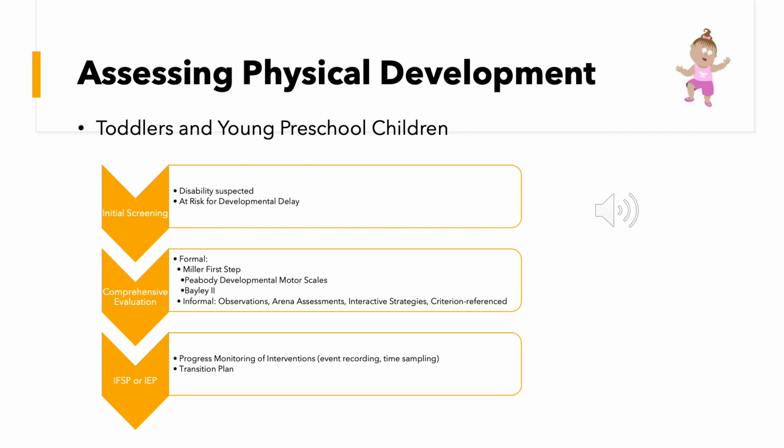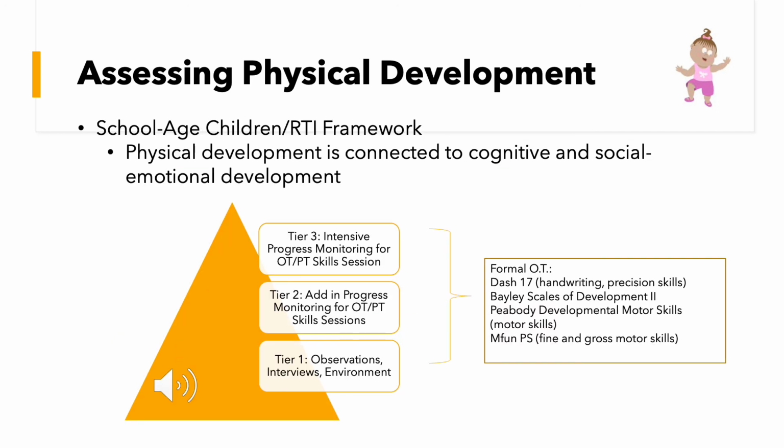Step 3, an IFSP or IEP is formed, and progress monitoring within those programs is done regularly due to the quick pace of growth and can include event recording and time sampling. For students who were not identified in early childhood or who may have more mild physical developmental issues, early identification and intervention is still crucial for their physical, cognitive, and social-emotional development and academic success. When a teacher or parent observes a student struggling physically in the classroom, be it handwriting, poor concentration, or other classroom demands, the occupational therapist or physical therapist should be notified.